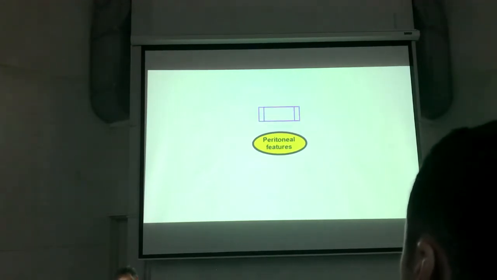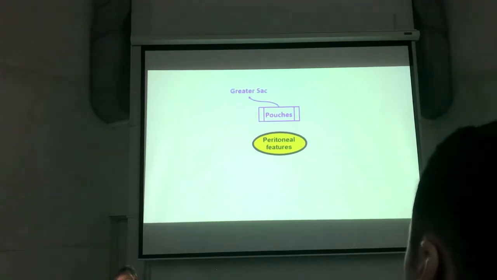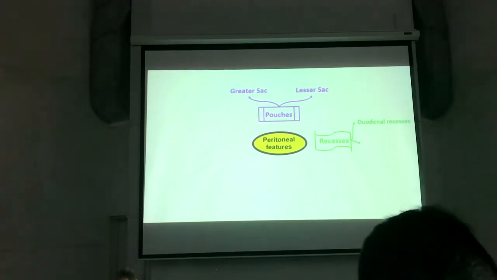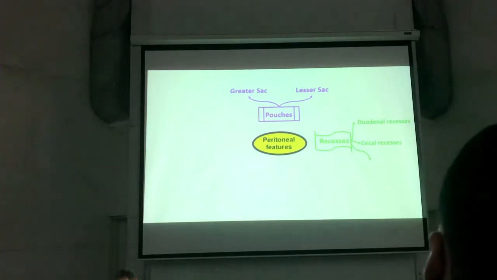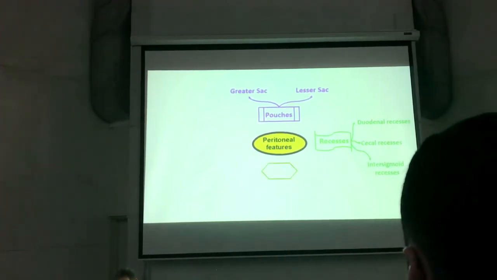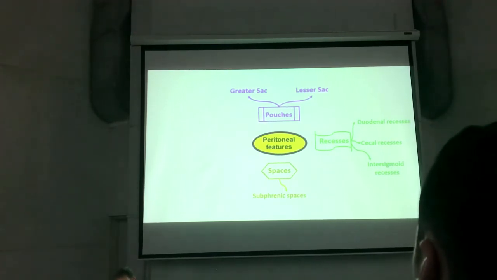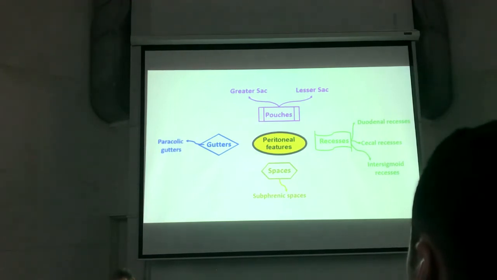Now, peritoneal features: the peritoneal lining the abdominal cavity has pouches, the greater sac and the lesser sac. It has recesses, little spaces here and there, like around the duodenum and the cecum and the sigmoid colon. It has spaces like subphrenic spaces, spaces between the diaphragm and the liver. And it has gutters, like paracolic gutters.